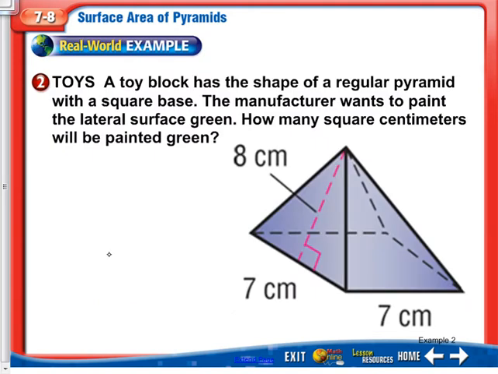So toys, a toy block has the shape of a regular pyramid with a square base. So the manufacturer wants to paint the lateral surface green. How many square centimeters will be painted green? So they just want the lateral surface area. We don't need to worry about the area of the base. So we're just going to do surface area. It's going to be our perimeter times our lateral height. And that's it. So surface area is going to be, and we know it's a square, so we can do 4 times 7, or just 28.